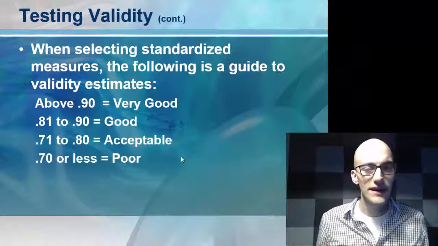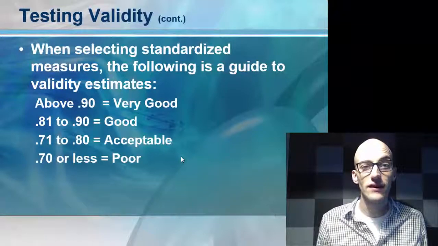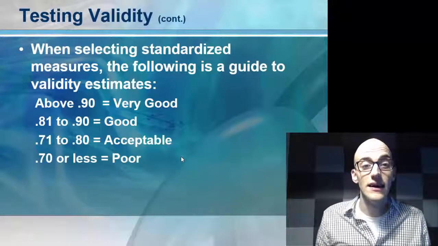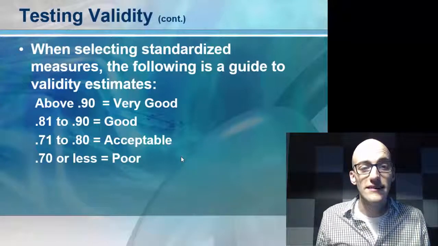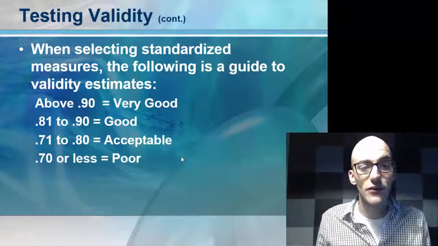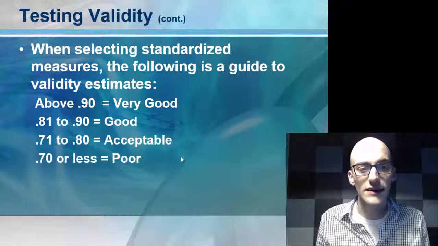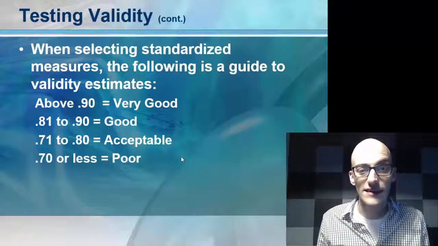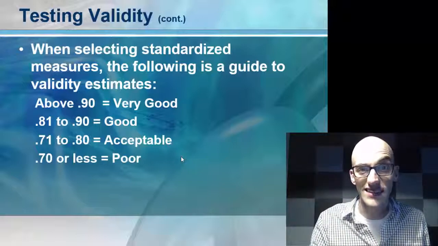So just like reliability, there's standards for looking at validity estimates. Again, you don't need to memorize these, but it's similar to correlation, where 0.9 is very good, 0.8 to 0.9 is good, 0.71 to 0.8 is acceptable, and 0.7 or less is poor.